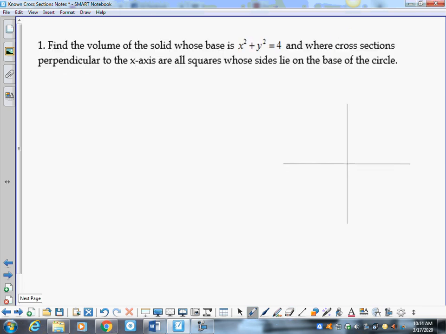Okay, here we go. So this is what one of these problems is going to look like. Find the volume of the solid whose base is x squared plus y squared equals 4, and where cross sections perpendicular to the x-axis are all squares whose sides lie on the base of the circle. Okay, so first of all, you are expected to know that that's a circle centered at 0, 0 with a radius of 2. And that's from Math 3 and from Pre-Cal.